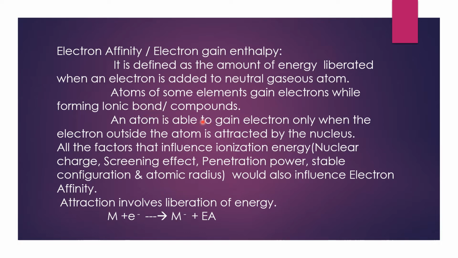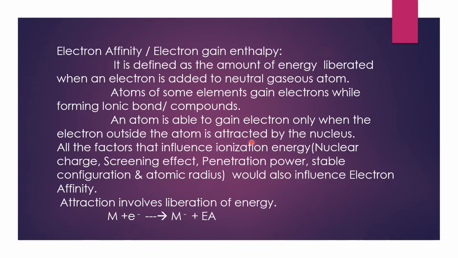So the condition is that this electron gain enthalpy is observed when ionic bonds or ionic compounds are formed. And let's see which atoms can release this energy and how they are able to do it. An atom is able to gain an electron only when the electron outside the atom is attracted by the nucleus. So an atom can release energy when it is able to gain an electron, and this gained electron should be outside the atom, not within the atom itself. This gained electron should be outside the atom, that is attracted by the nucleus.